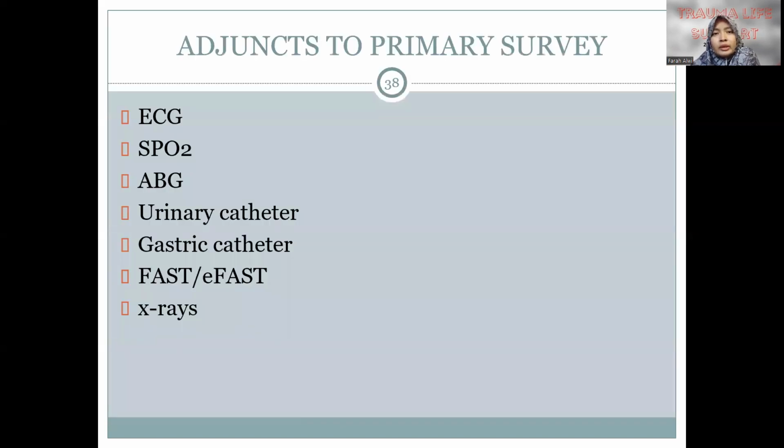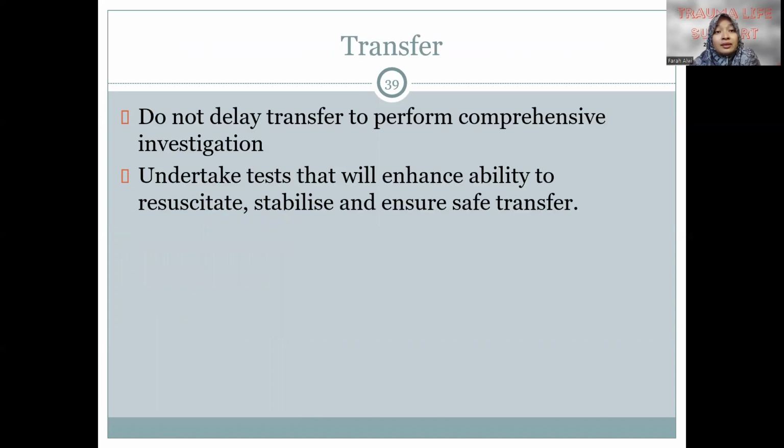All right. What are the adjuncts to primary survey? ECG, SpO2 and so on. Make sure you do it. And by doing all this, we will get results for the secondary survey later.